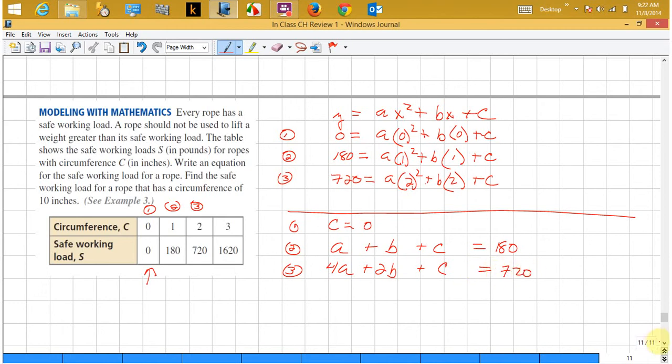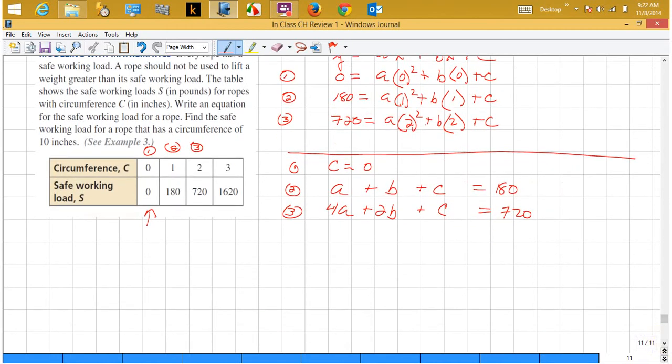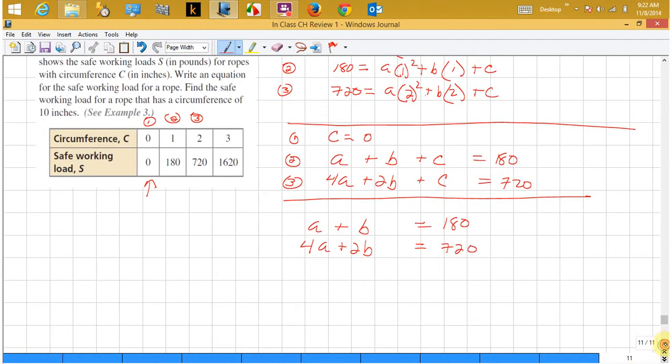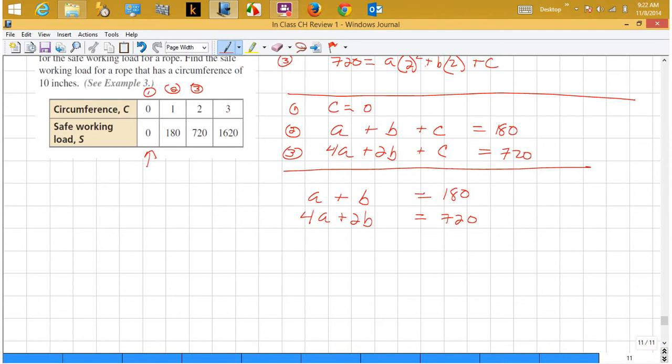Okay, so we can simplify these more now. I know c is equal to 0, so let's just change c to 0. So I would have a plus b, c is 0, is equal to 180. And then for the next one, I would have 4a plus 2b is equal to 720, because c is 0. Now I have two equations and two unknowns. So let's go ahead and we'll take this first equation and we'll multiply it by -2. And that'll give me this set of equations.